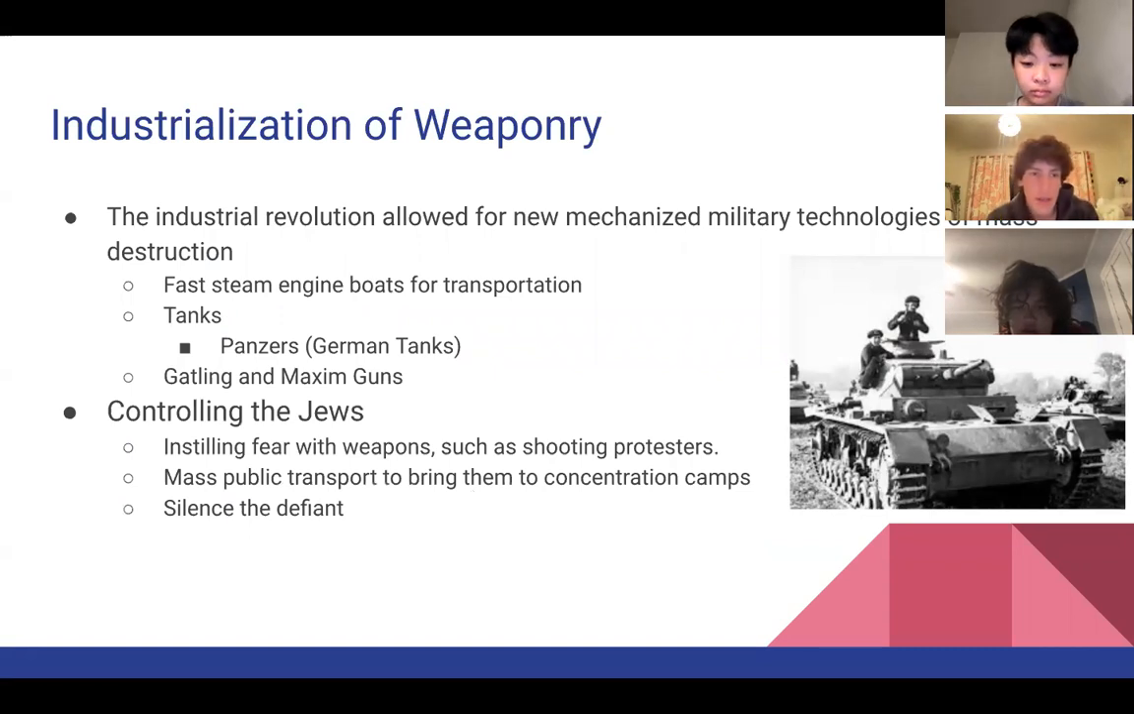Industrialization of weaponry. So the industrialization started a little bit before this war, but this was basically the first World War that had a lot of modern technologies like fast steam engines for transportation of soldiers, as well as planes, more advanced planes in this war. There were tanks, especially the German tanks called Panzers were really powerful. There were also Gatling and Maxim guns, which were like weapons of mass destruction.